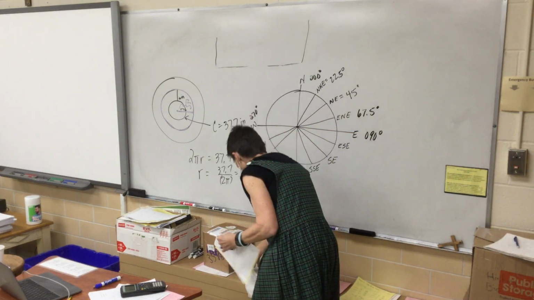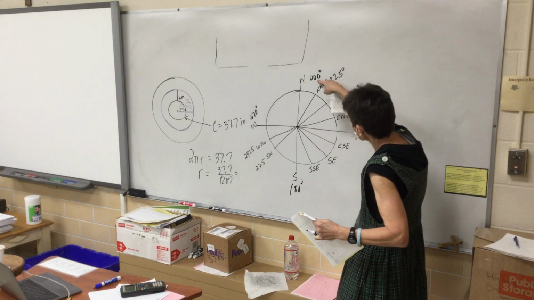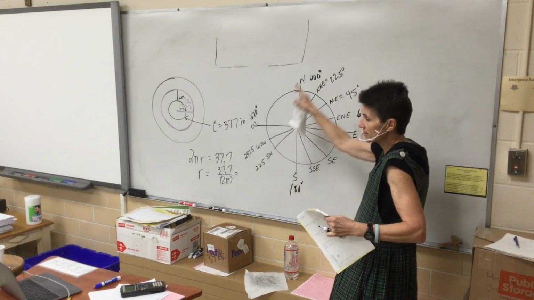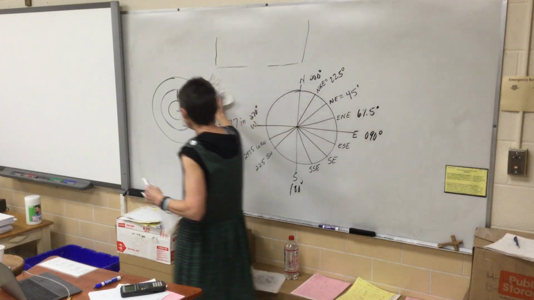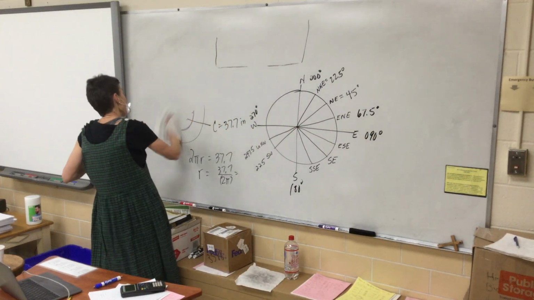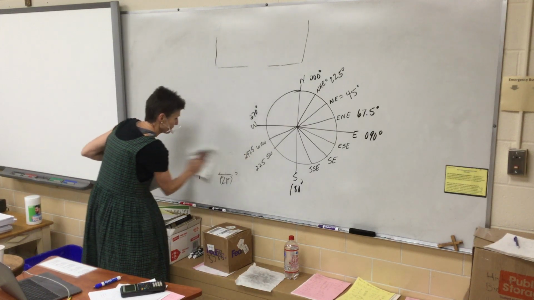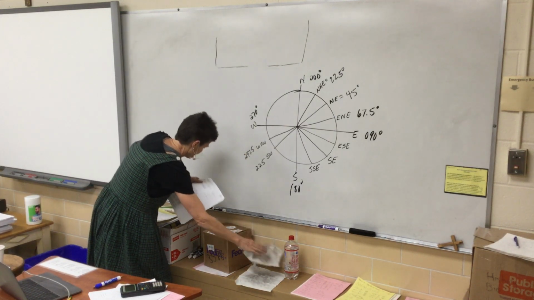So just remember, this is the setup. 0 is straight up, and you go clockwise when you're doing navigation. We're not going to do that in regular trigonometry, but in navigation, that's the way it works.